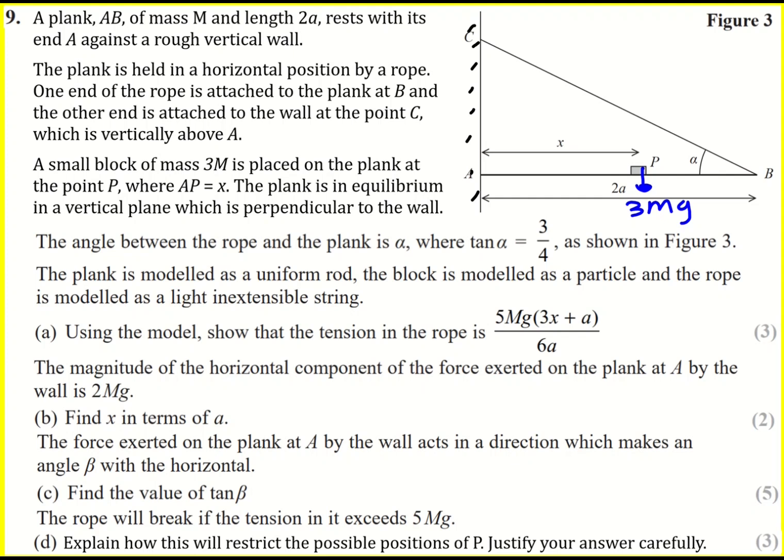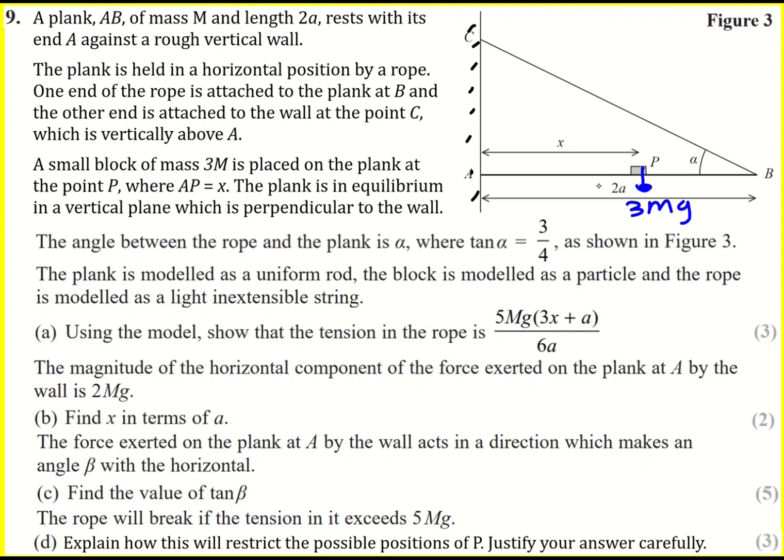The plank's in equilibrium in a vertical plane which is perpendicular to the wall. So essentially we're working in 2 dimensions here. And then the angle between the rope and the plank is alpha, where tan alpha is 3/4. We'll come back to that in a second. It's modeled as a uniform rod. Right, I can bring this in now.